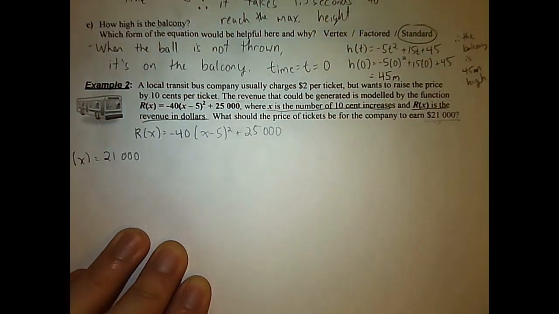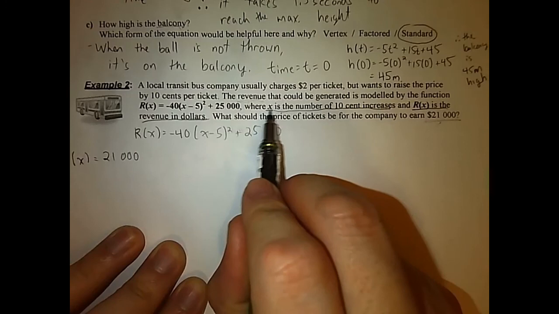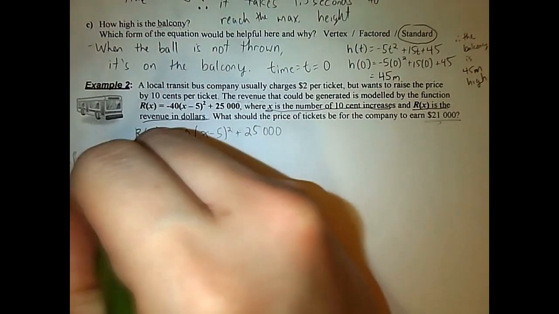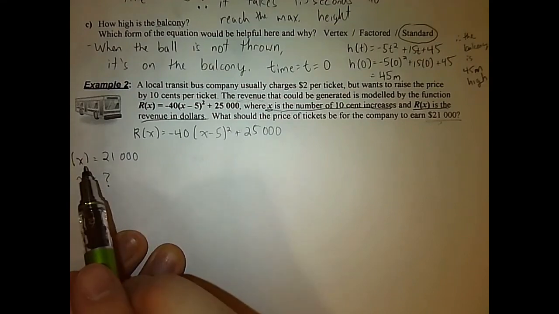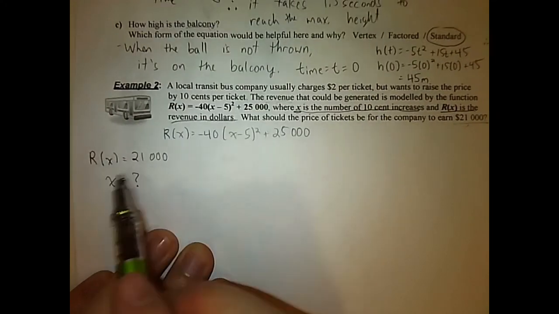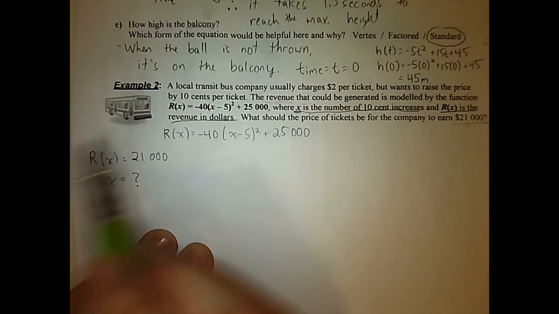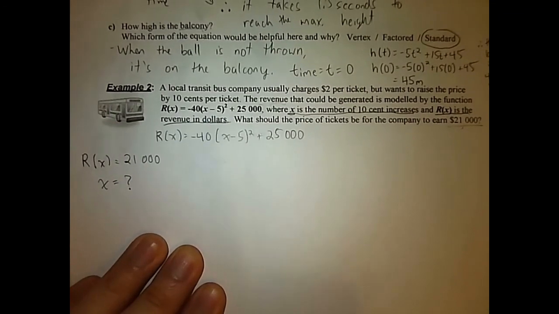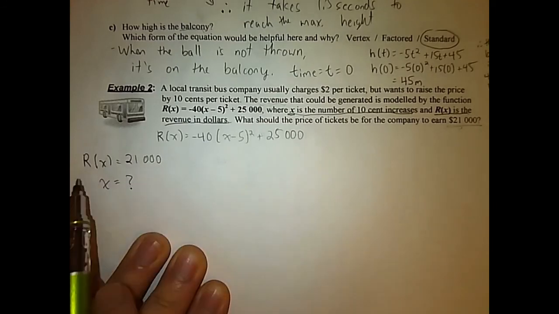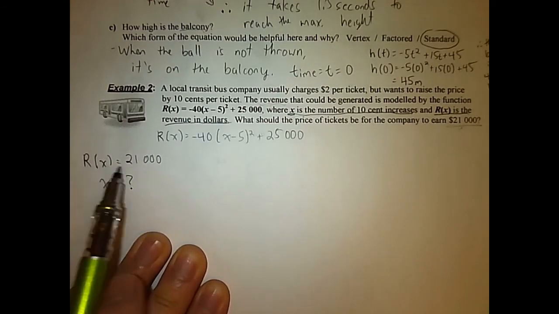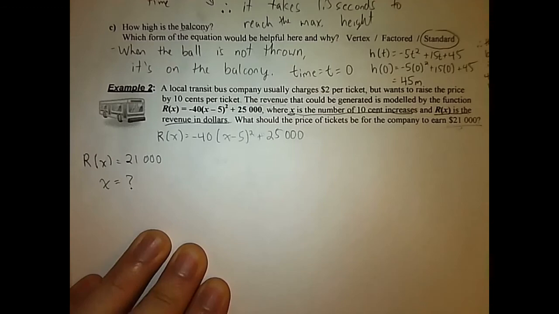So if they want to know what the ticket price is, what we have to do is solve for X. We don't know what X is. And we're looking for X when R(X) is $21,000. Sorry, I just wrote the letter R there. You didn't miss anything. I really don't want to go back and edit it, so I'm very sorry. It's just the letter R. So we're trying to find what X is when the revenue is $21,000.